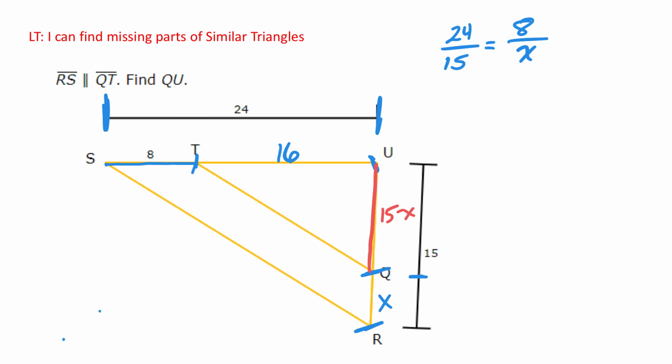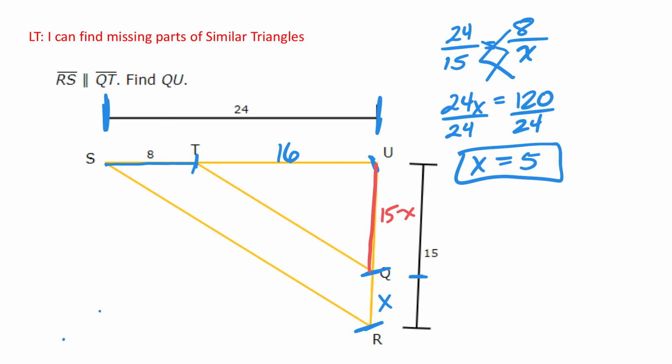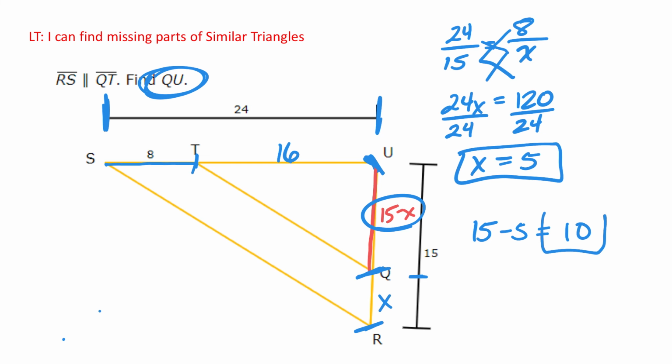So we cross multiply. This is 24X, and this is 120. So my value of X is 5. Now I wasn't paying very close attention, as you can see, because we were looking for QU. But we have this formula here, so that's okay. So we go 15 minus 5, which is 10, which is our final answer.